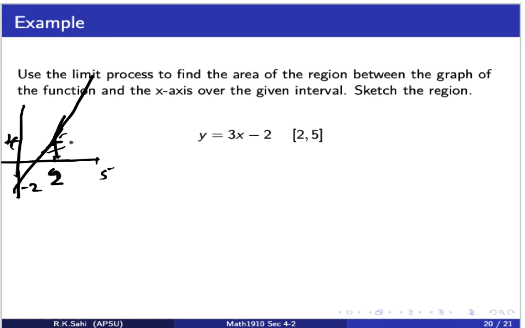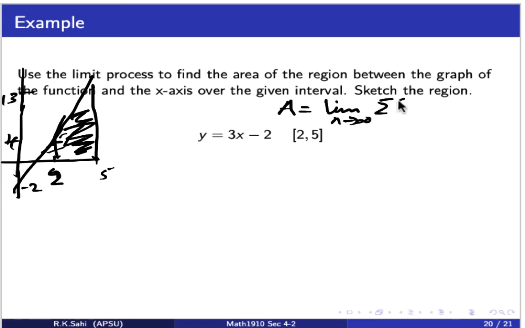Okay, so this is sketching the region. Assuming somewhere up on the top is 13, we say, okay, this is the region we want to find. Now we're going to apply the limit process. Remember, this function is continuous. It is non-negative in the region 2 to 5, so we can apply that theorem. Very important, keep these things in mind. Area is the limit as n tends to infinity of the summation of f of ci delta x, i varies from 1 to n.